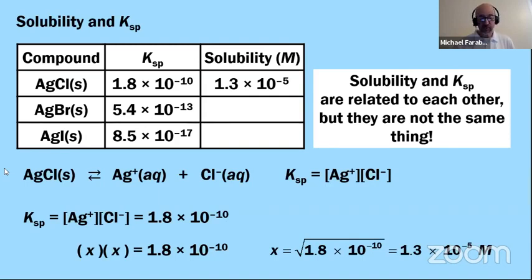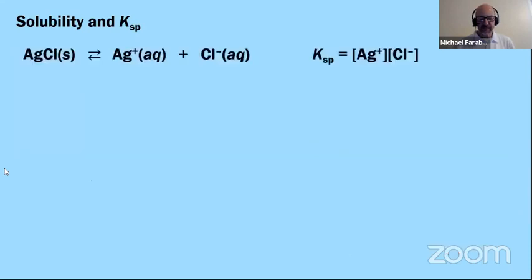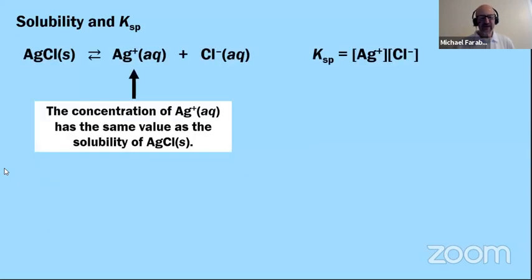If I take the square root of the silver bromide KSP, I'm going to get a smaller value. If I take the square root of the silver iodide KSP, I'm going to get a smaller value. So without doing any math, I could have predicted which one was the highest solubility. But if I had to actually calculate it, it was a simple square root of the KSP. So again, the concentration of the silver happened to be the same as the solubility of the entire compound.